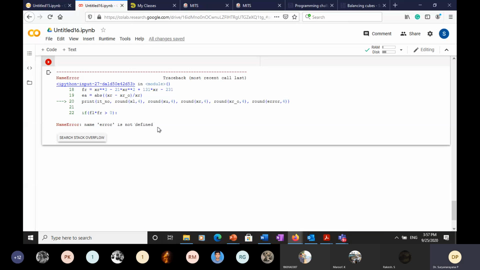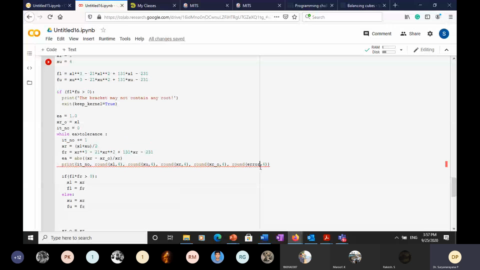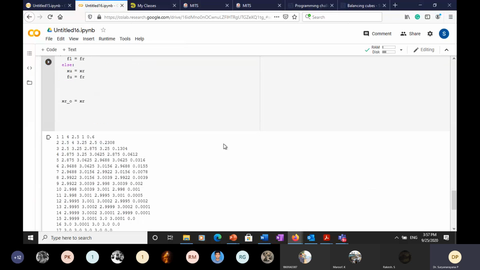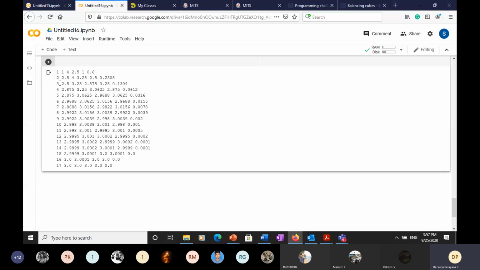What does it say? Error is not defined. Okay, not error. It's EA. Okay. Now we'll print it. Now here's the thing. It took 16 iterations, but it found the root. You see, this is the upper limit.